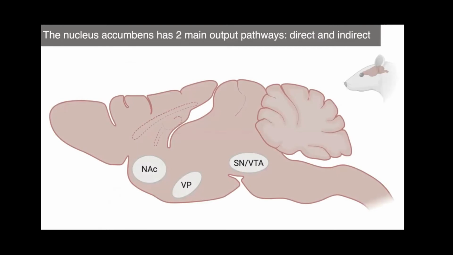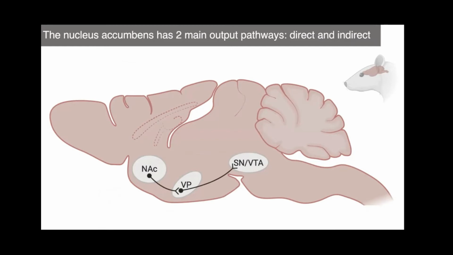If we take a look at our model organism, the rat, we see that the nucleus accumbens has two main output pathways. The direct pathway projects directly to midbrain nuclei and generally works to promote behaviors and actions. And these neurons selectively express the neuropeptide dynorphin.